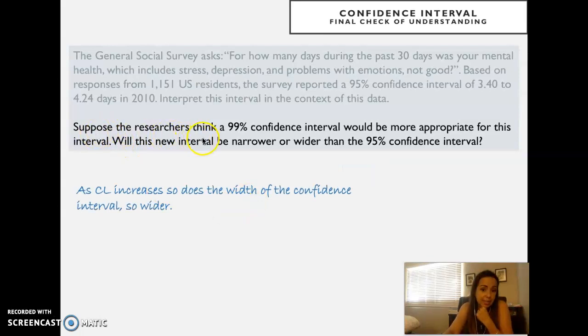Suppose the researchers think a 99% confidence interval would be more appropriate for this interval. Will this new interval be narrower or wider than the 95% confidence interval? You should know that as confidence level increases, so does the width of the confidence interval. It goes wider, right? So it is wider. That's the answer. So if I computed a 95% confidence interval and it's this size, the 99% will be this size.